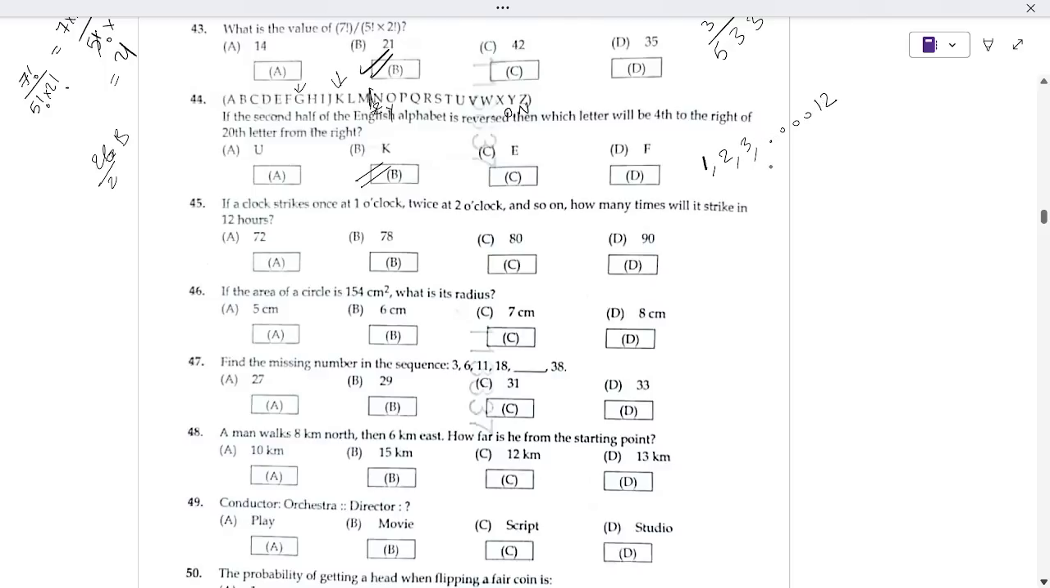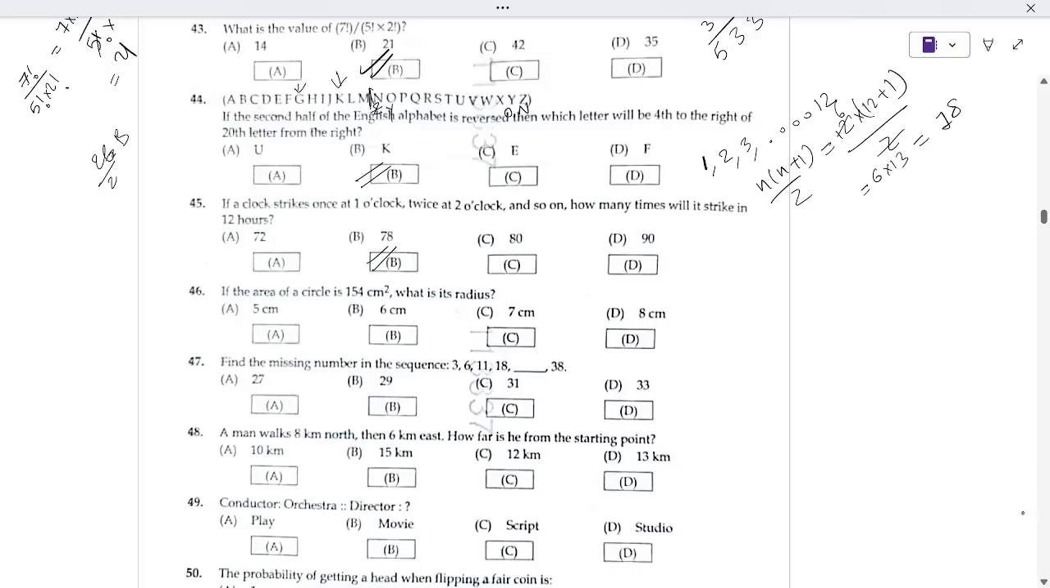So just apply the earlier one. Sum of the first n natural numbers is n into n plus 1 by 2. So here 12 into 12 plus 1 by 2. So 6 times 13 would give us 78. So it will strike 78 times.